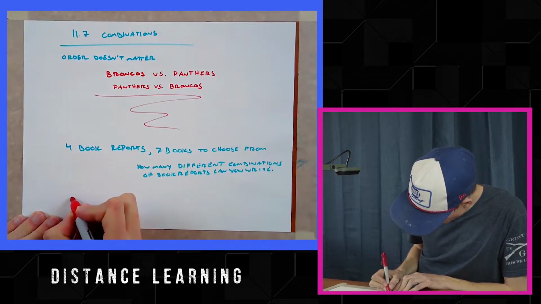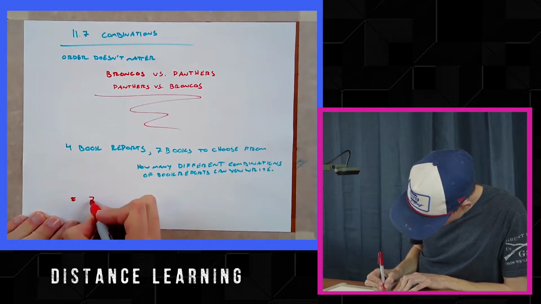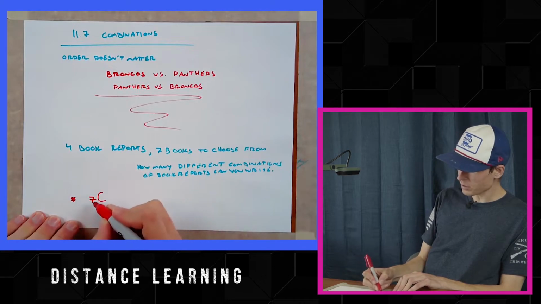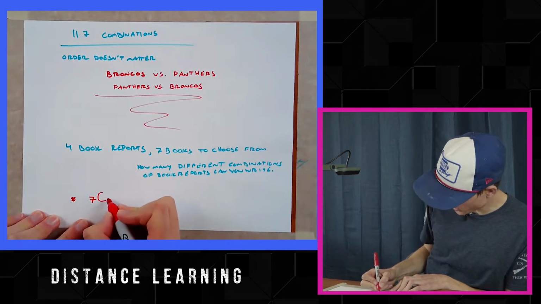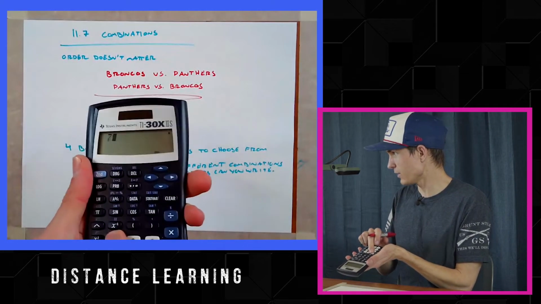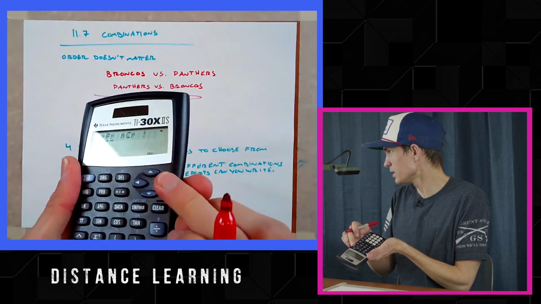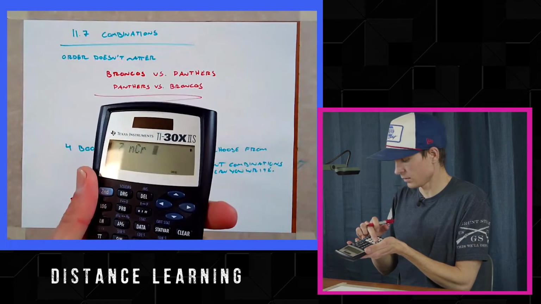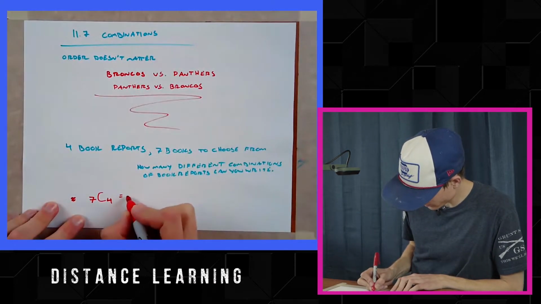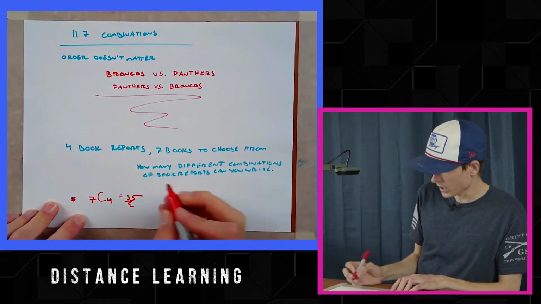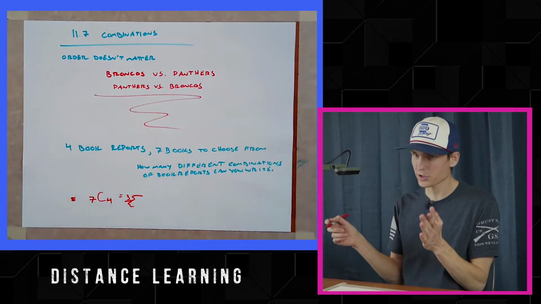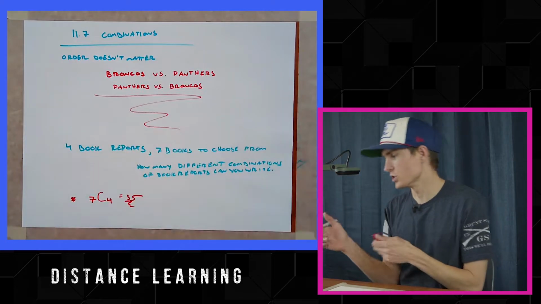There are 7 books to choose from, and you're going to pick 4. So 7, the nCr button, 4, and boom, 35. So there's 35 different combinations of books that you could do if you had to do 4 book reports with 7 book options.